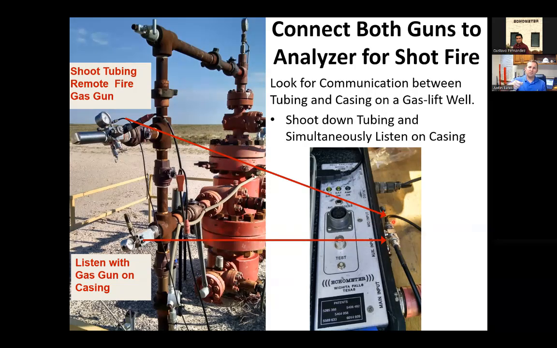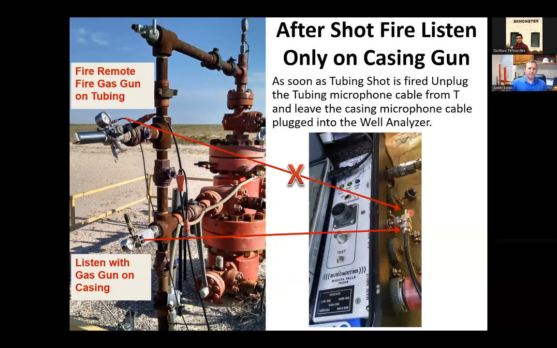Once the fired shot was detected, we're going to push off the firing cable and only listen on the listening side. So you can see after we removed the cable when the shot was fired, now the gun is only listening. And that's how you procedurally go through and conduct the dual shot when utilizing the wired well analyzer.